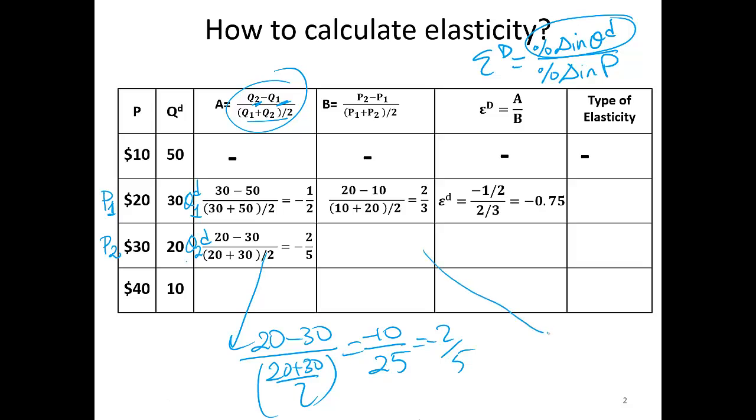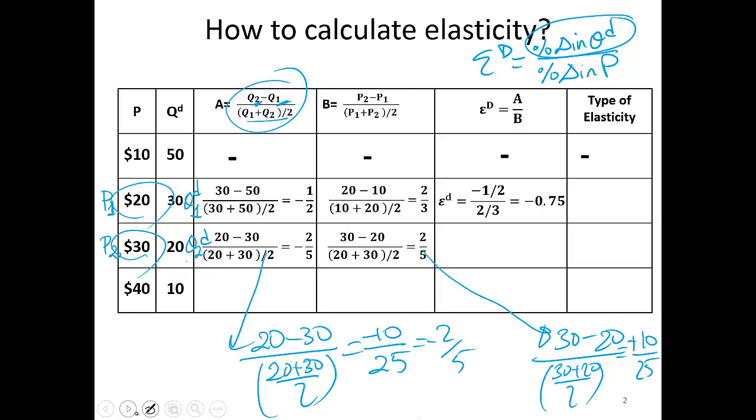So let's calculate the percentage change in price here. It's the final price 30 minus initial price 20, divided by their average, 30 plus 20 divided by 2. So you get positive 10 over 25, or the same number actually, positive 2 over 5.